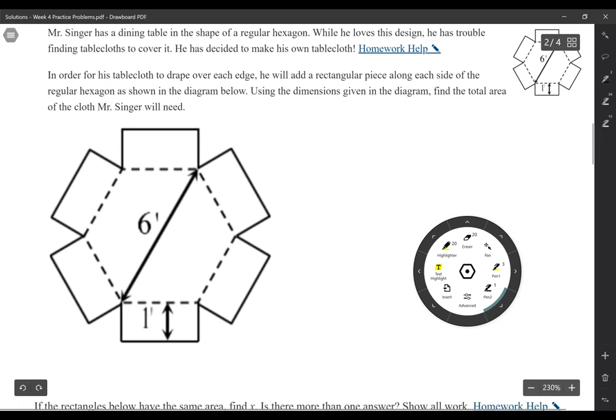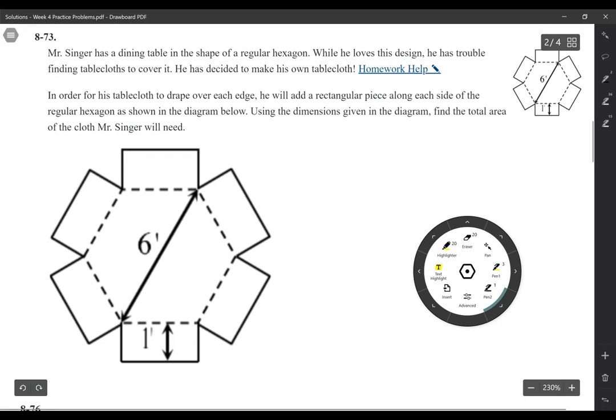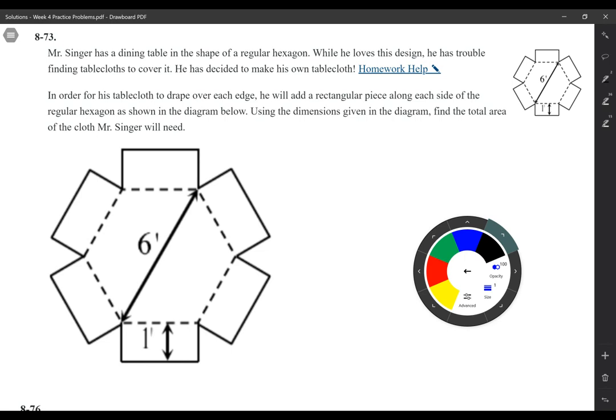All right, so this is a solution for 873. Looks like Mr. Singer has this table with a tablecloth that he wants to cover it with, and it's in the shape of a regular hexagon. And then there's these rectangular drapes over the side, and we've got to find the area of the entire tablecloth. All we have is that this tablecloth has a length of 6 across and a rectangle with a height of 1. So from that information, we actually have to figure out what the entire area is.